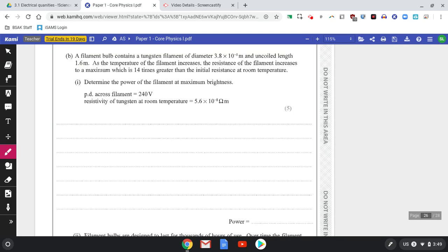Anyway, so what have we got? Let's write down the values, write down what we know. Here we got, so length is not 16, 1.6 meters. Diameter is 3.8 times 10 to the minus 5 meters. The radius is half of that, which is 1.7.